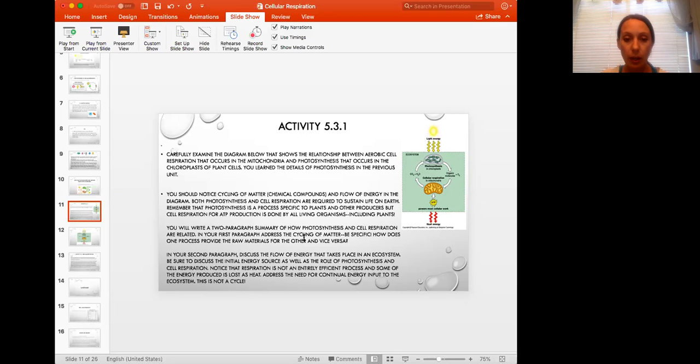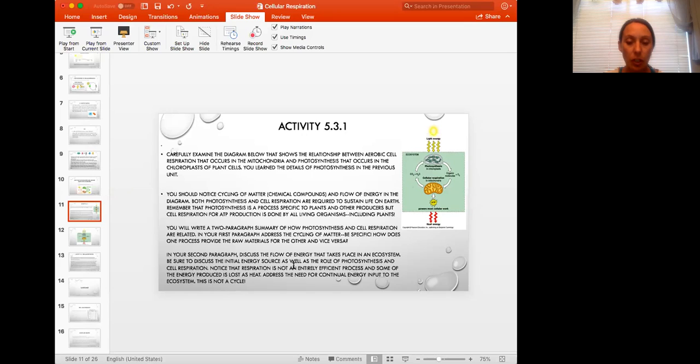And then, of course, when we talk about cell respiration, what happens there? That's the breakdown, that's the transfer of that glucose into a usable form of energy, ATP, and, of course, the byproducts of that, we also get carbon dioxide and water. Okay, so again, the first paragraph, you're just explaining what photosynthesis is, what cellular respiration is, what products are produced in each. In your second paragraph, discuss the flow of energy that takes place in an ecosystem.